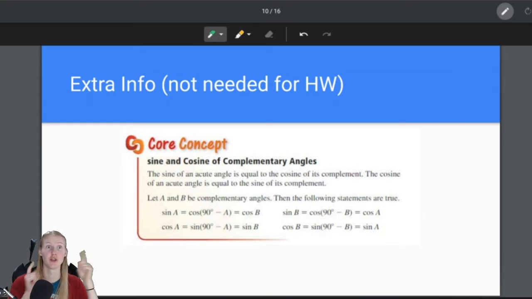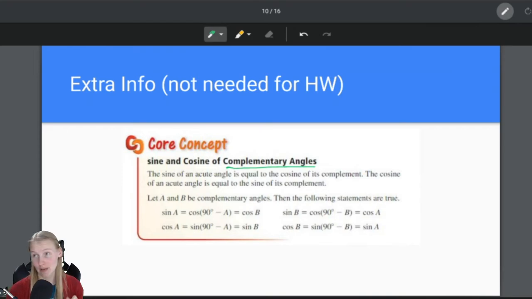So this right here is why in that first example we had cosine of s equals sine of r. And what this says is sine and cosine of complementary angles. What were complementary angles again? Were those the angles that told you your hair looked nice? No, they are not. This is complementary with an E.